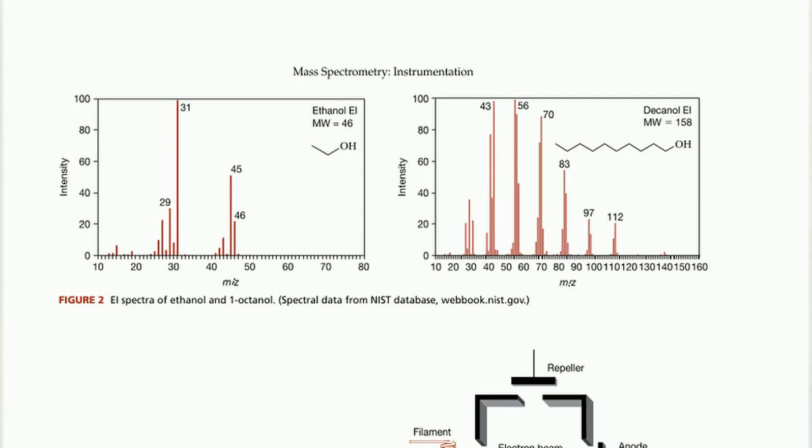To identify the original molecule, we look for the peak with the highest mass on the far right. This is the parent ion. It represents the total molecular weight of the ethanol before it was broken apart, in this case, 46.